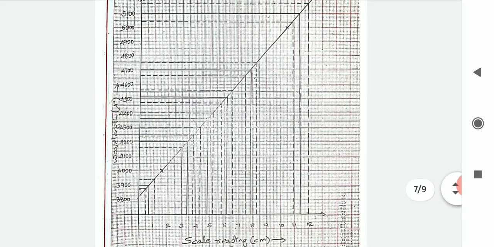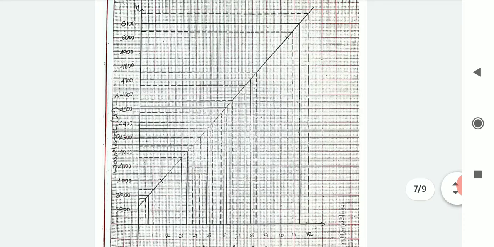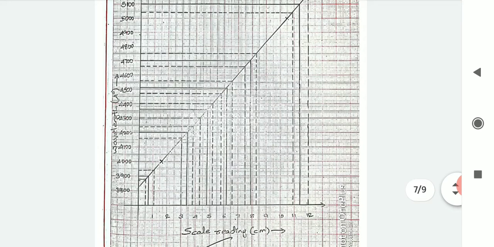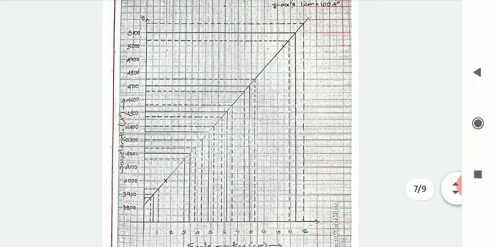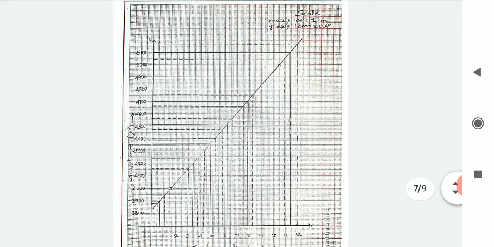You have to join them such that you get a continuous line here. There is no need for exactly touching, or for the origin to touch the y-axis. You have to draw a straight line and extend it. After the 10.5 also you have to extend, and below that, from 4000 also you have to extend, such that it touches the y-axis as well as goes beyond the 10.5. That's the first important step.